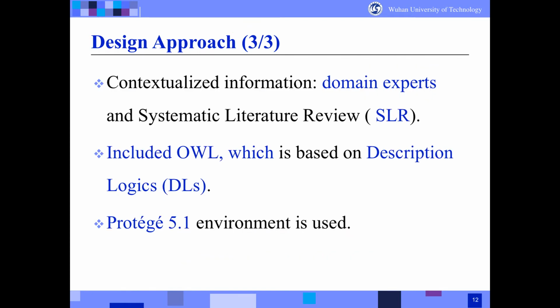So as I said, contextual information is very important. Contextual is the context of a particular domain. Here it is software testing, and we get it from domain experts and systematic literature review, all the context information for software testing describing the software testing process. All the processes were included. And we also use OWL, which is based on description logics, and we use the Protege 5.1 environment in our design approach.